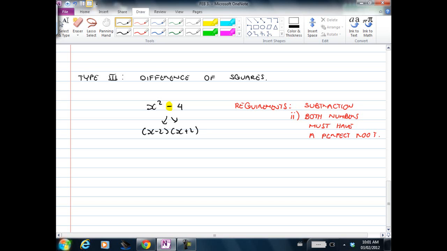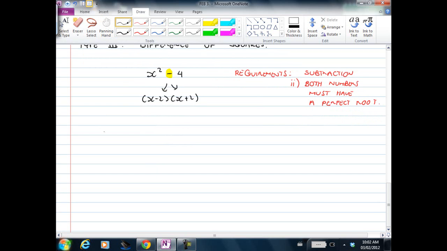Okay. I want you to try this. It's going to say factor. 0.49 j squared minus 36 k to the power of 4. Factor. Using all the techniques I taught you, how would you factor this? Good luck.